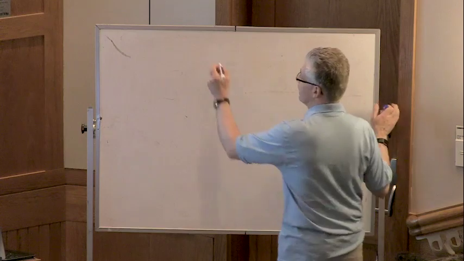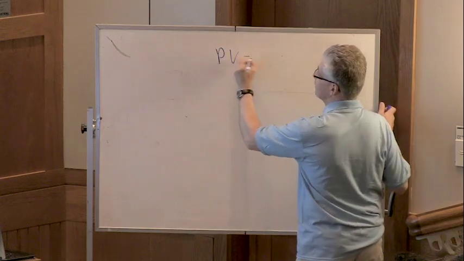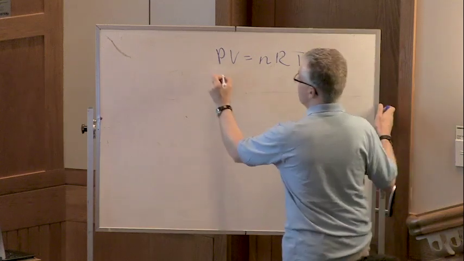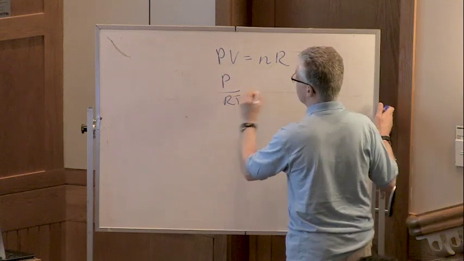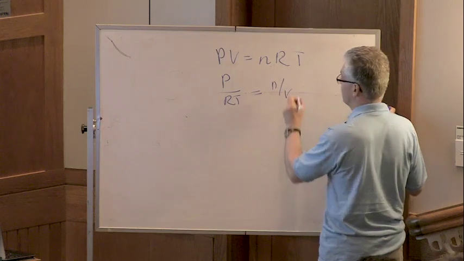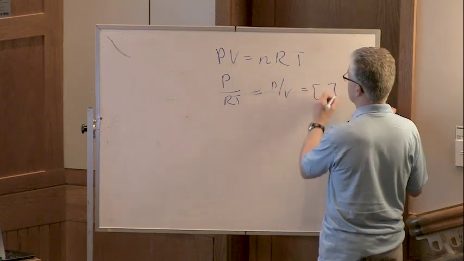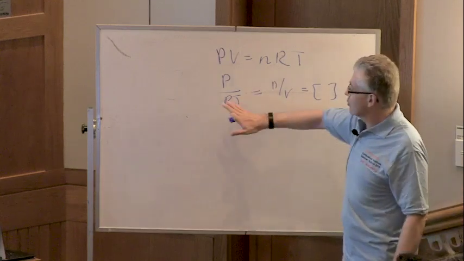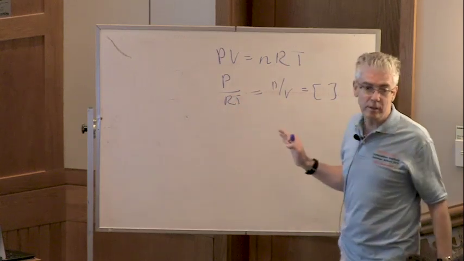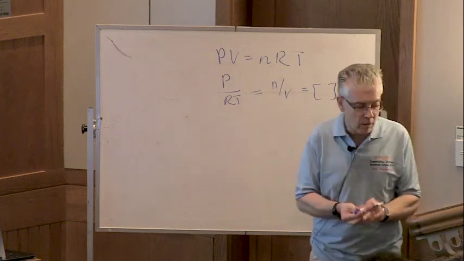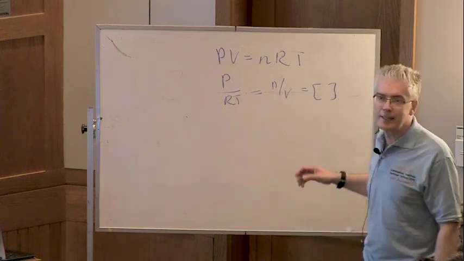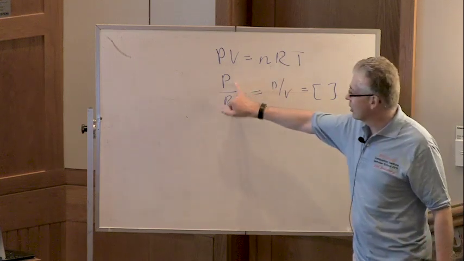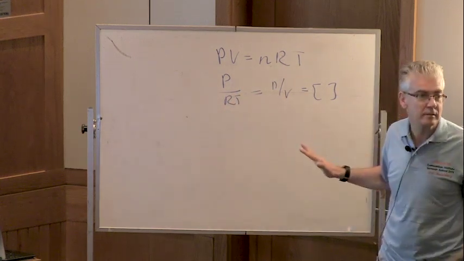I'll just do it here. Okay, so we know PV is equal to nRT. So P over RT is equal to n over V, and that's equal to concentration. The number of moles per unit volume is concentration. So P over RT is equal to concentration. This is one thing I always say to my own students: don't ever forget this. It is very handy to remember. The pressure over RT is concentration.